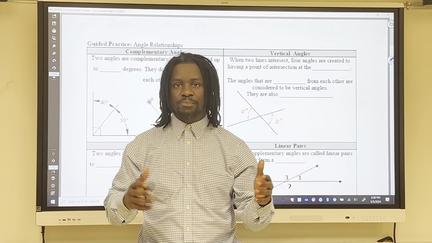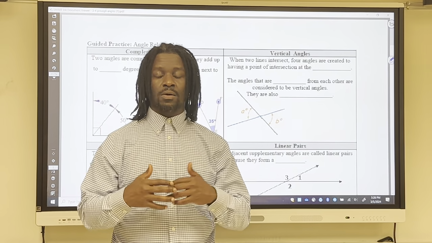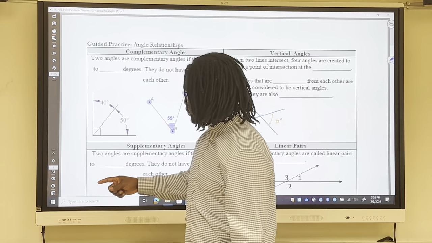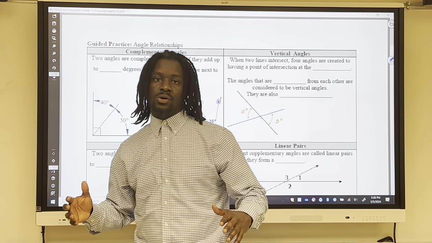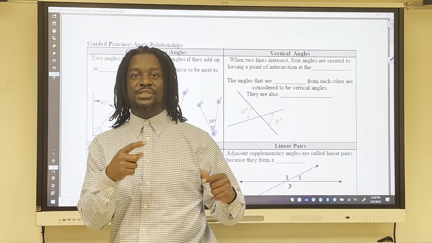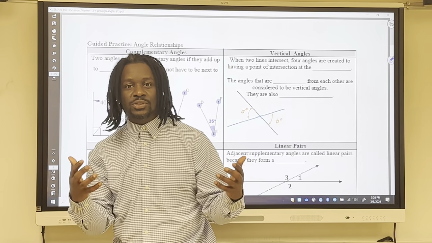Angles are everywhere. The chair you're sitting in right now has angles, right? This board has certain angles. The person's head sitting next to you has angles.